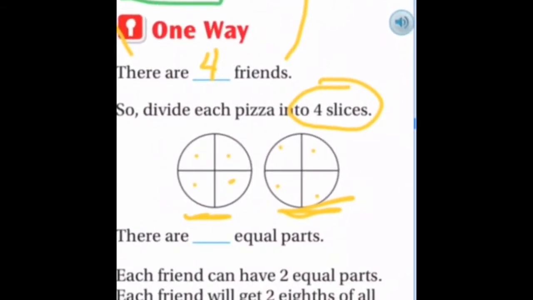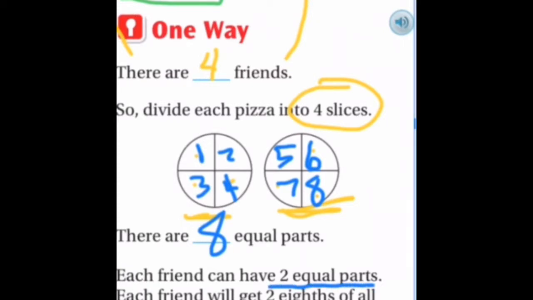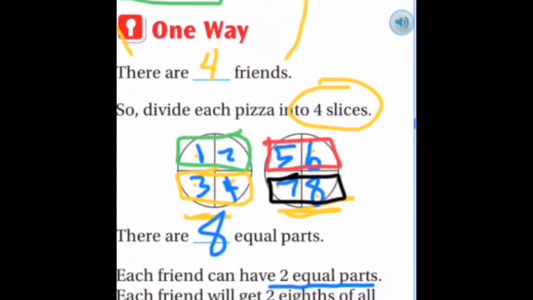How many equal parts are there? There are a total of, now we're going to count them all, 1, 2, 3, 4, 5, 6, 7, 8. There are a total of 8 equal parts. So since we have 4 friends, each friend can have 2 equal parts. And I'll circle those for you. So one friend can have maybe those 2 slices. Another friend gets those 2 slices. Another friend gets those 2 slices. And the 4th friend gets those 2 slices. So each friend gets 2 equal parts.